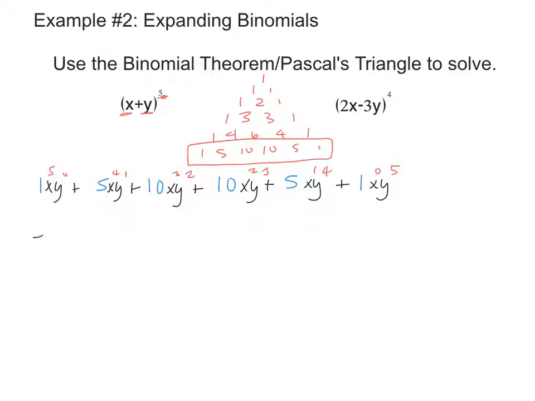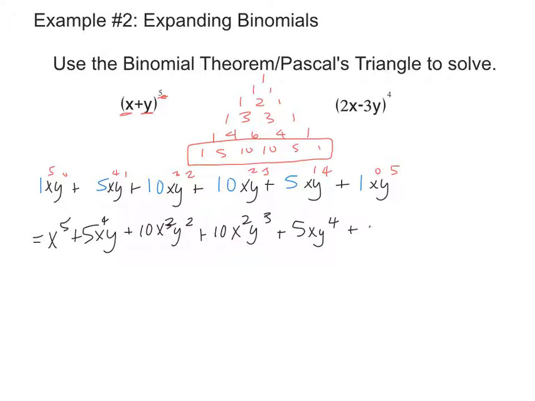And so as a final answer, our answer is going to be x to the fifth plus 5x to the fourth y, plus 10x cubed y squared, plus 10x squared y cubed, plus 5xy to the fourth, plus y to the fifth. That would be our final answer for that one.